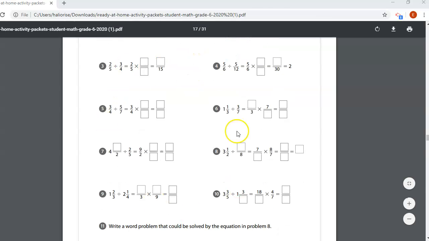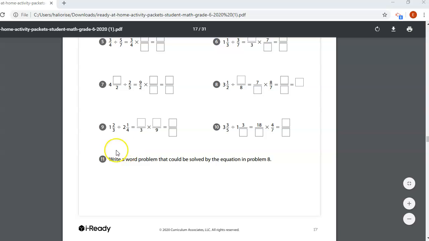So you have 10 of these problems, and then number 11, write a word problem that could be solved by the equation in problem 8. So you're going to look at number 8, and you're going to write a word problem to go along with this equation, okay? So you have 3/2 of something, and you're dividing it by however many 8ths that's being divided by. So write a word problem. Okay, and that is all for today.